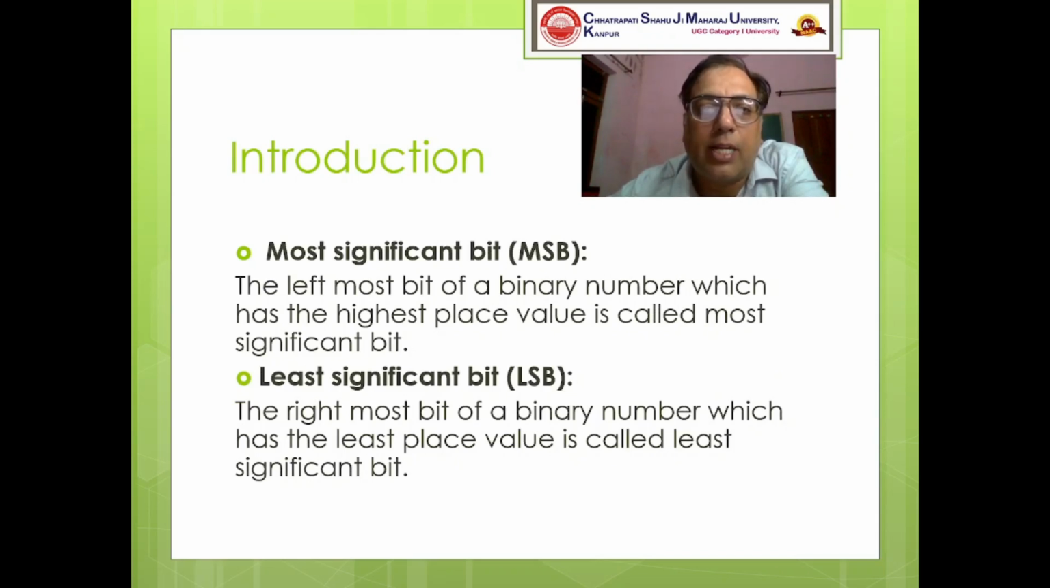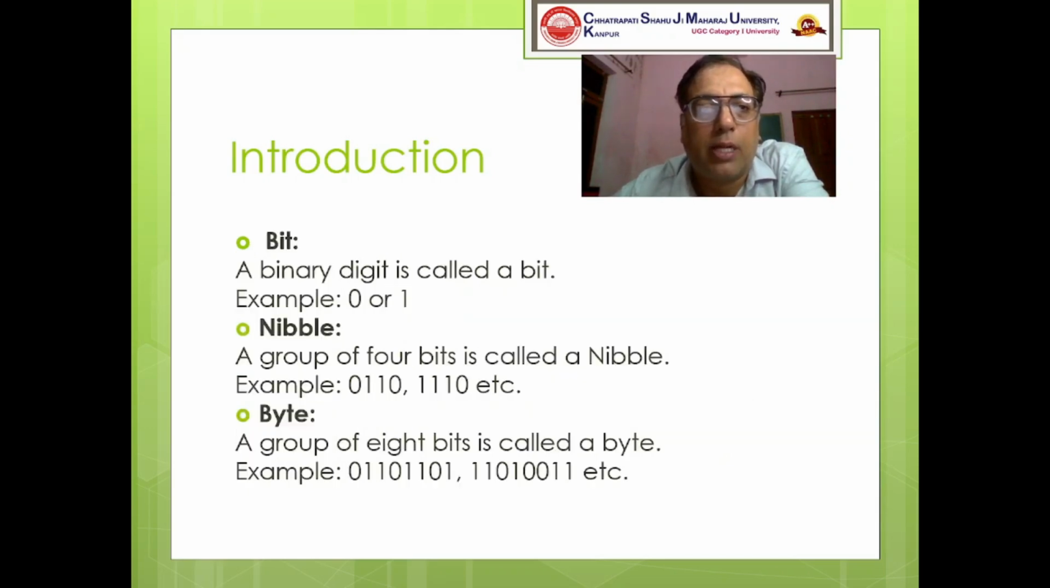Most significant bit, that is known as MSB. The leftmost bit of a binary number which has the highest place value is called most significant bit. Similarly, least significant bit, the rightmost bit of a binary number which has the least place value is called least significant bit, LSB. Bit, it's a binary digit. Any binary digit is called a bit. For example, 0 is a bit, 1 is a bit.